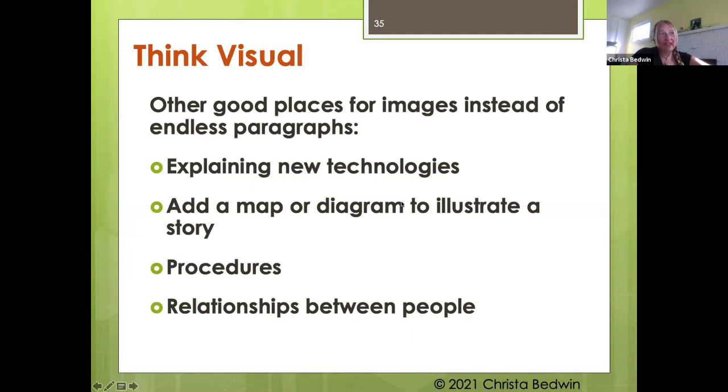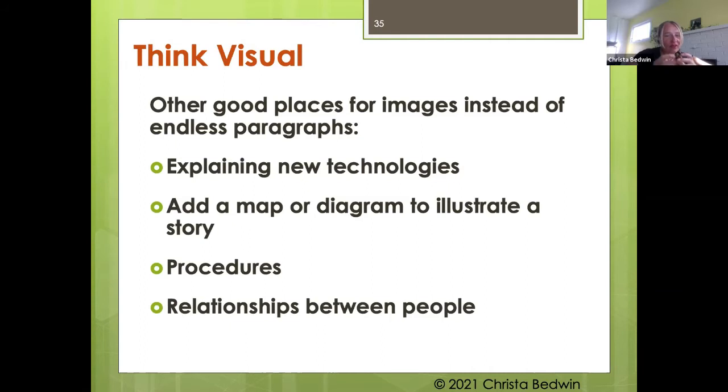So other good places, explaining a new technology. So case studies, for example. Maps and diagrams, which again, if you can, put it in, definitely. Procedures. So an example of a procedure, I think of like safety procedure in the field.